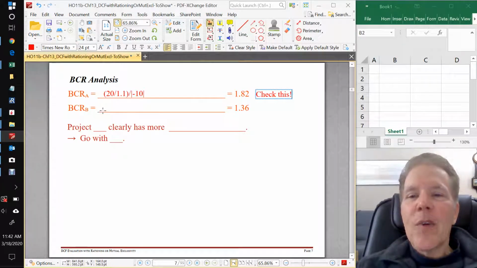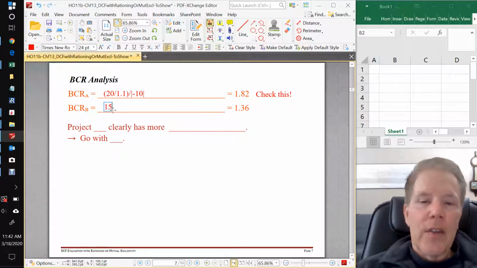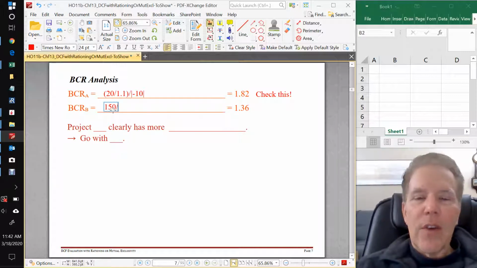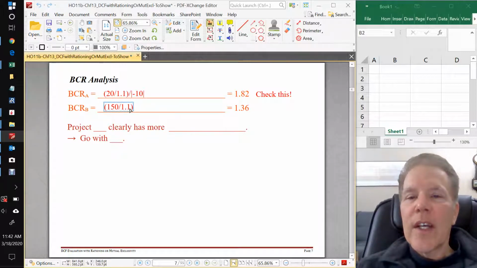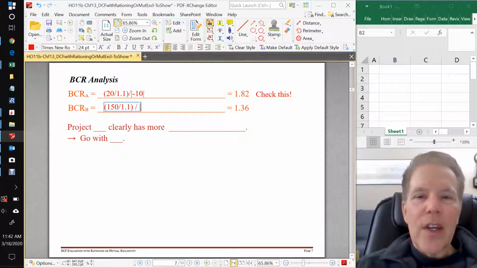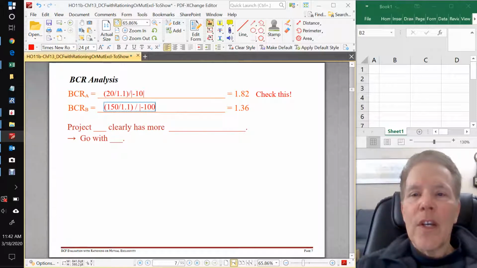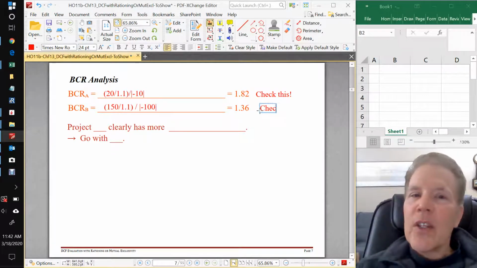All right, and now we do the same thing for B. Our cash flow one for B is 150, so we want that over, discount that by 1 year at 10%, and let's divide that by, what do we want in the denominator for our BCR here? We want our minus 100, okay? And if I work that out, I get 1.36, and you should check this.